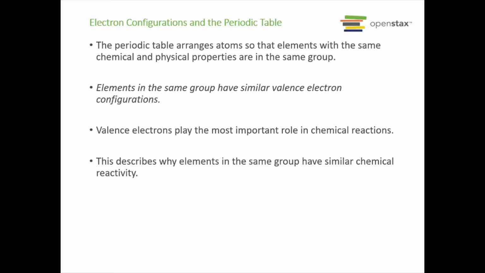Okay, so a little bit more on our configurations and the periodic table. Like we were saying, the atoms are arranged so that the elements that have the same or similar chemical and physical properties are in the same group. So these guys have similar valence electron configurations, like we saw for group 1 and group 2. And again, valence electrons are what play the most important role in our chemical reactions, which is why elements in the same group have similar reactivity, because they have the same valence electrons.